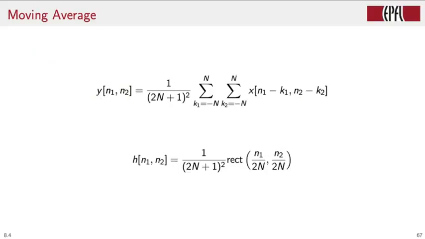The impulse response is again an extension of the 1D case. In the 1D case it was a simple rect. Here it's a 2-dimensional rect, where the rect extends over 2N+1 points in both directions and is normalized by (2N+1) squared. Needless to say, the moving average is a separable filter, and therefore the number of operations per sample will be simply 2N.